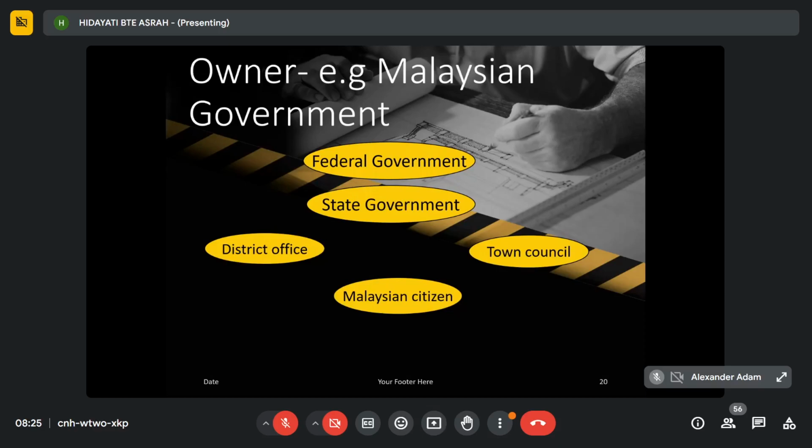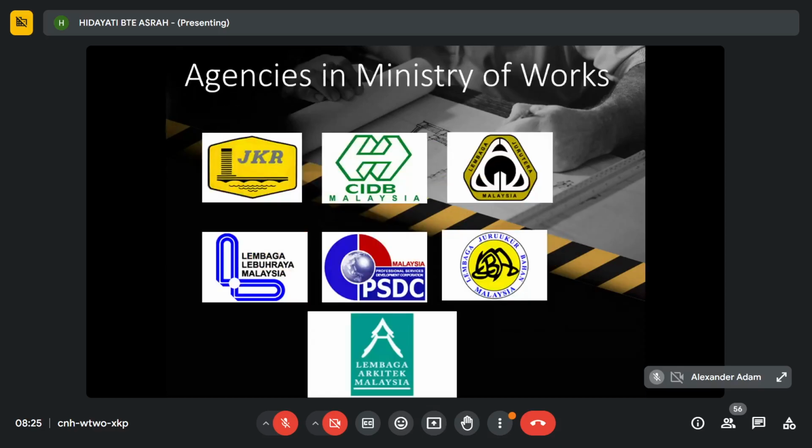These are some examples of agencies in the Ministry of Works. They also can be the owner in a project. For example, here JKR, CIDB, the Board of Engineers in Malaysia, and many others. This is just an example.